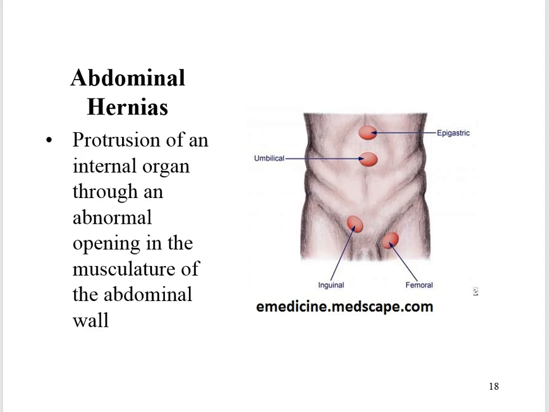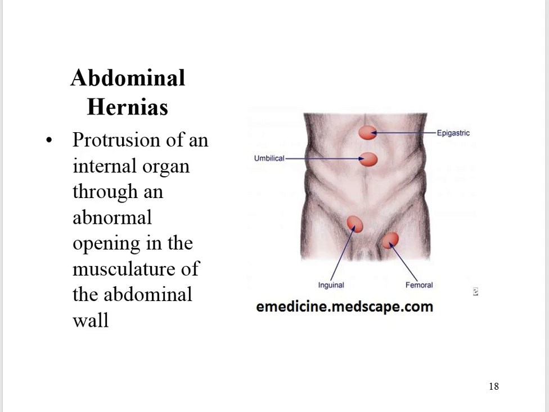An umbilical hernia is when part of the small intestine passes through the abdominal wall at the navel. An inguinal hernia is when the intestine or bladder protrudes through the abdominal wall or into the inguinal canal in the groin. 80% of those are male. Femoral hernia, the bladder or intestine enters the canal carrying the femoral artery into the upper thigh, and this is mostly in females.